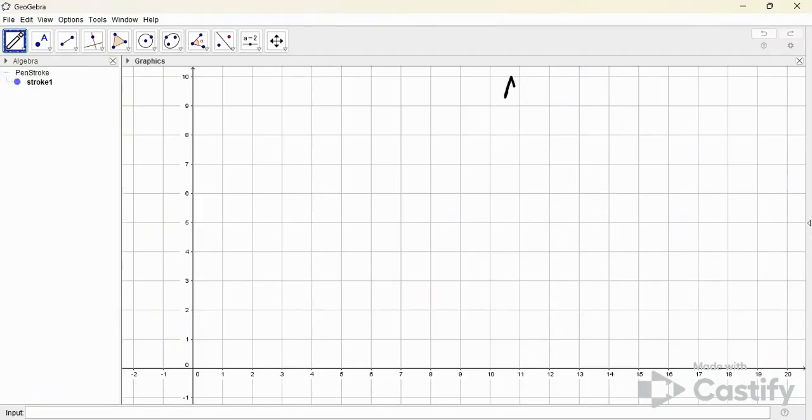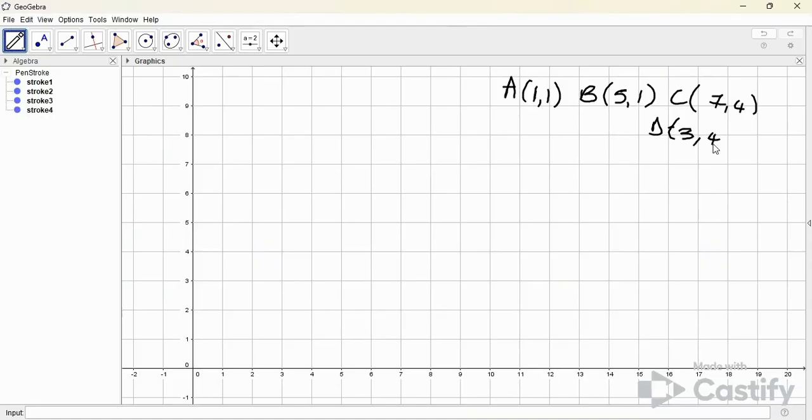Let me write them for you. A is 1, 1. B is 5, 1. C is 7, 4, and D is 3, 4. So remember that coordinate points come in alphabetical order. So it's X, Y, X, Y, X, Y.